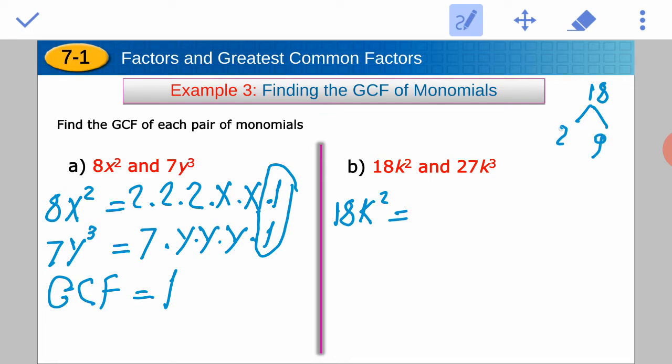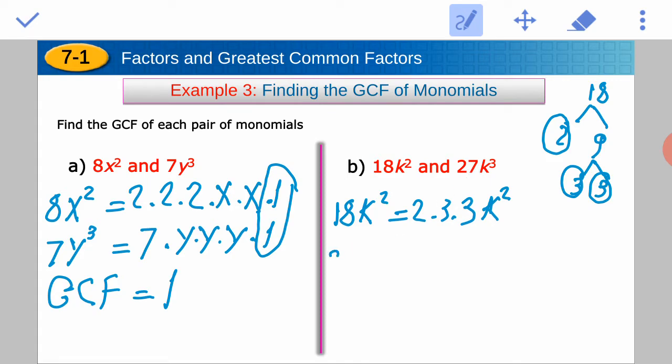2 times 9. We circle the prime numbers only, so we're not going to circle 9 because 9 is not a prime number. But we can factor this 9 into 3 times 3, and both are prime numbers. The prime factorization of 18 is the product of all those prime numbers, 2 times 3 times 3. K squared can be extracted into k times k, or you can simply leave it like that, and I will teach you how to get the GCF of the variables later.